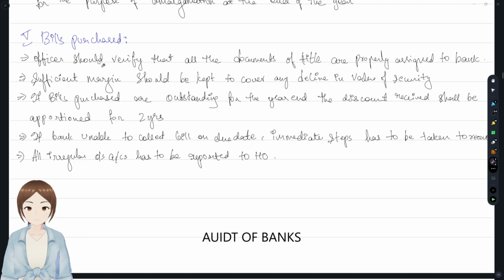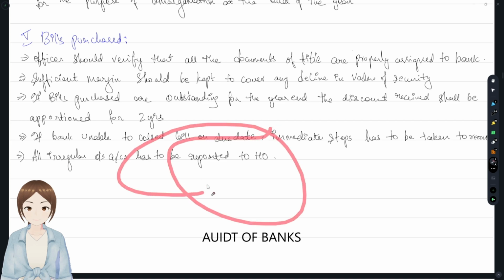What we have to do is check that all the documents of title are properly assigned, sufficient margin has been put, and the discount should be apportioned. And if unable to collect, what do I have to take? They have to take immediate steps for the recovery, like factoring or some other remedial actions for recovery of that bill. And all the irregular outstanding should be reported to HO.